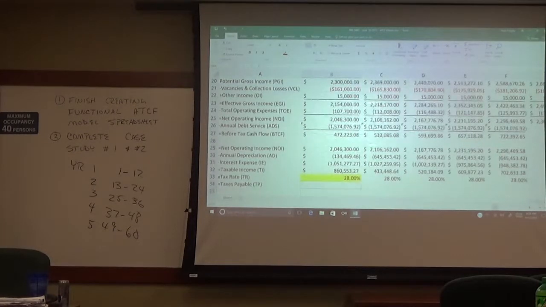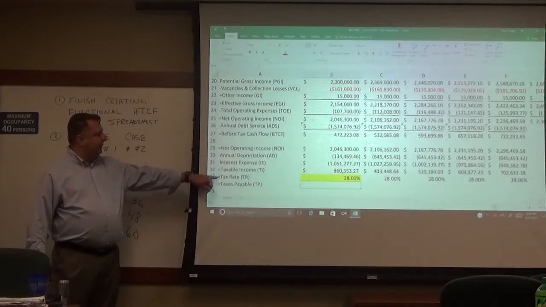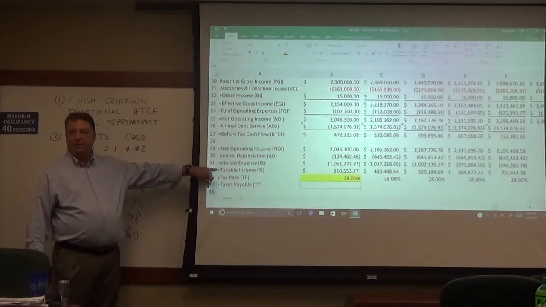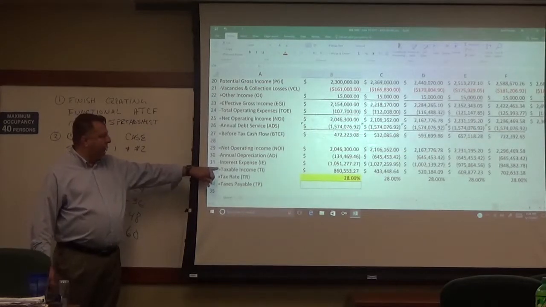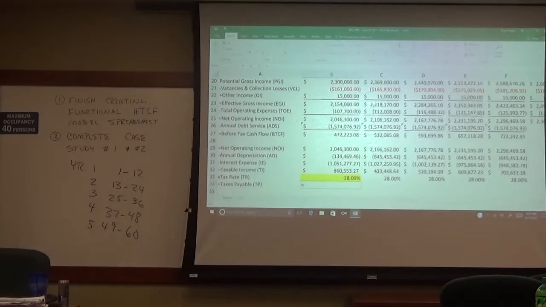Next one you should also be able to do very easily by yourself. Your taxes payable is simply going to be, once again, look over here on the left, it's guiding you. All you have to do is multiply your taxable income times your tax rate to get your taxes payable. So, once again, equal, go up, get B32, multiply that by B33. Okay? All right? Now, let's see if we match up. 240, 954, 91. Yep. Okay.